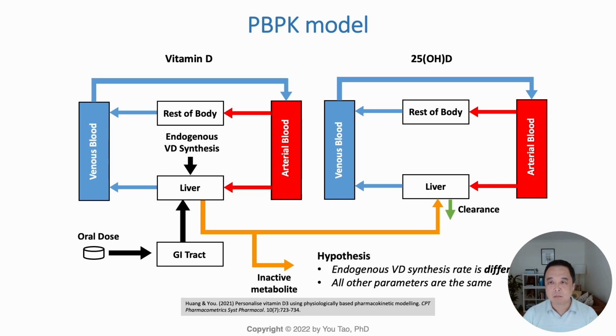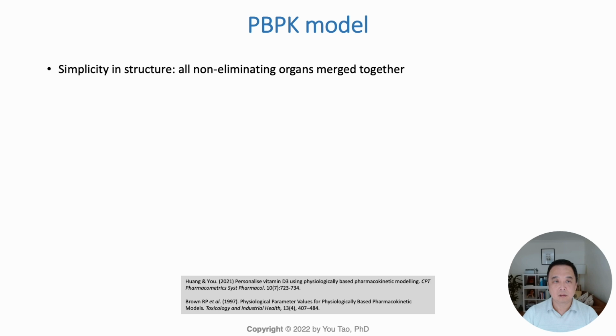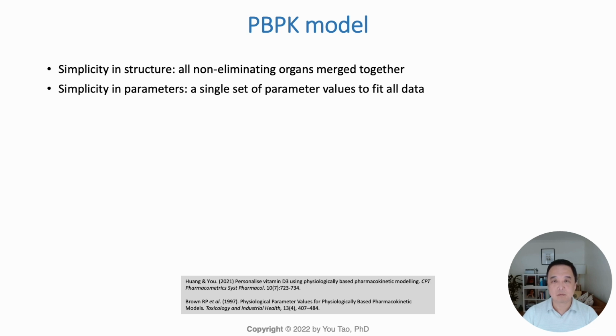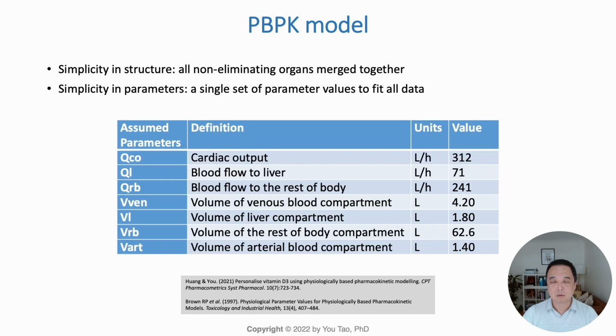Here we make only one main hypothesis, which is that the endogenous vitamin D synthesis rate is different from arm to arm, and we kept all the other parameters the same. So this model is simple. It is simple in structure because all non-eliminating organs are merged together. And it is also simple in parameters. We have a single set of parameter values to fit all the data. And here are the organism parameters that were taken from a previous publication.